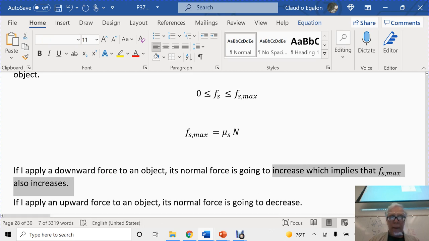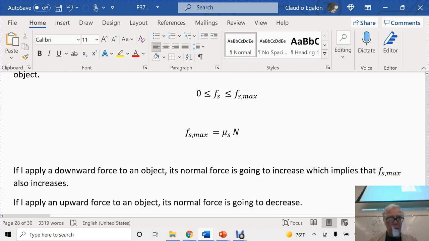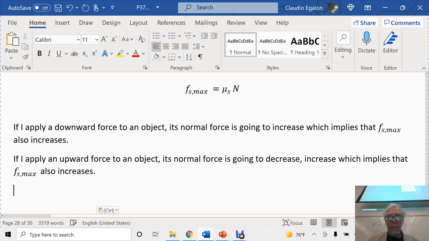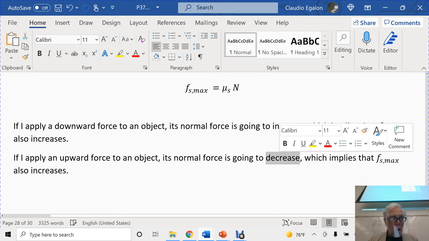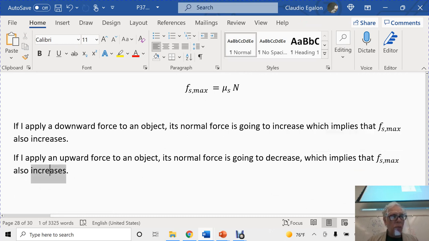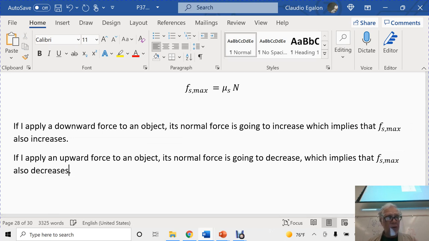Okay, if I apply force, the normal force is going to decrease, which implies that f sub x max also decreases. It's all there in the equations. Decreases, right?